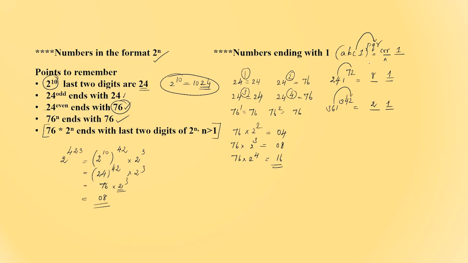And for numbers ending with 1, the unit digit will always be 1. The tens place will be nothing but this C into R. So 4 into 2 here, 6 into 2 here, the same thing in the units place. Right? Hope this has also been understood. Let's go to the next.